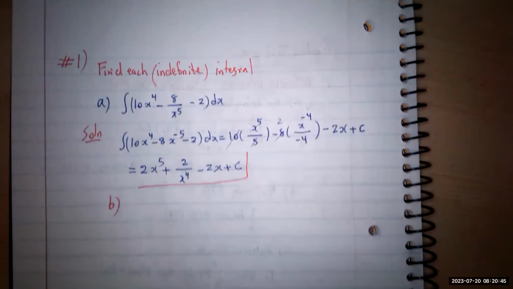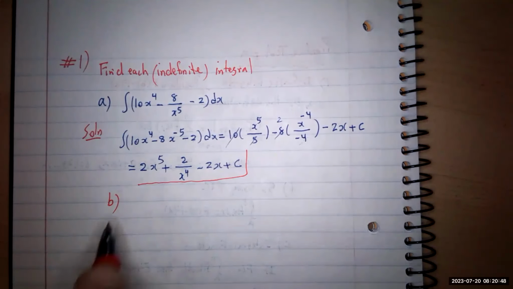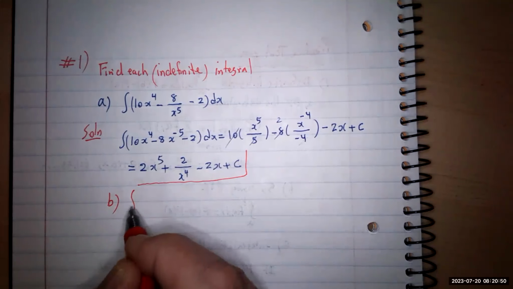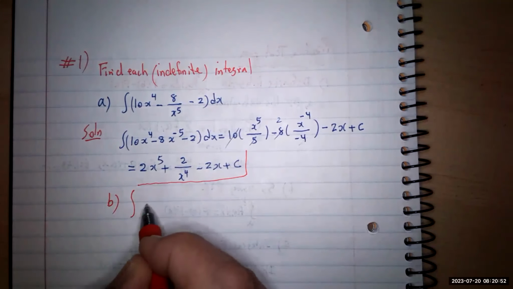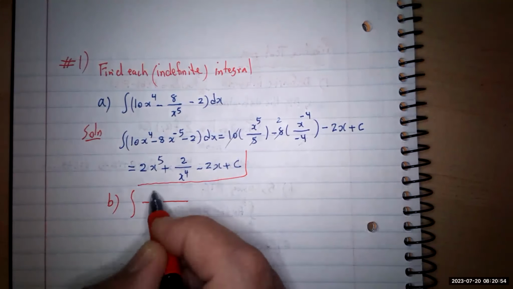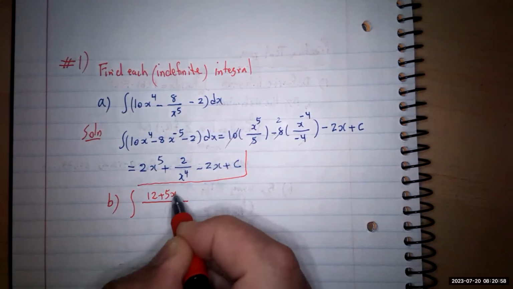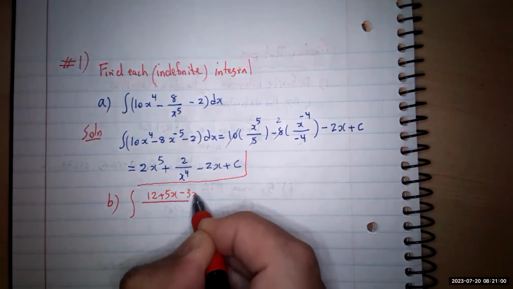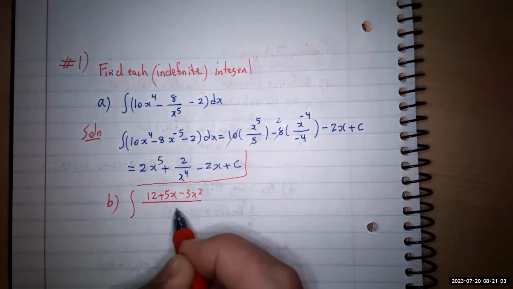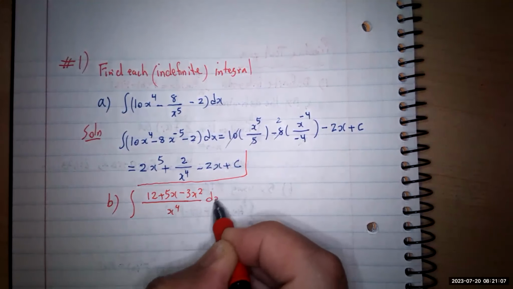Question part B. That's the special one, and this is the one that some of you missed on this quiz. So it's integral of, kind of a fractional one, 12 plus 5x minus 3x squared, then divided by x to the 4th, dx.